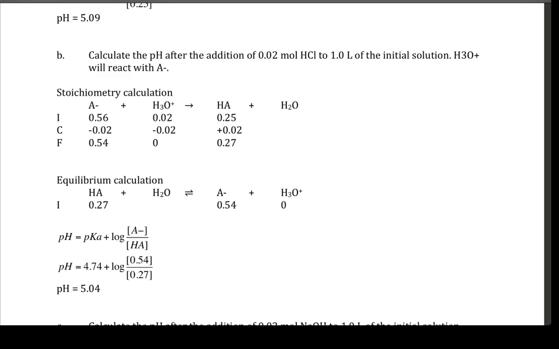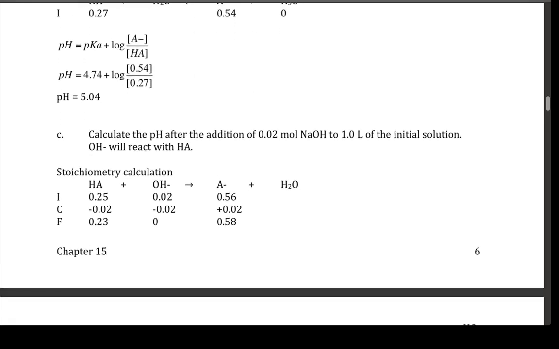So we write HA plus H2O in equilibrium with A minus plus H3O+. We put those values, 0.27 and 0.54. Write out the Henderson-Hasselbalch equation. We put the pKa in of 4.74, A minus is 0.54, HA 0.27, and we get the pH is 5.04. It has gone down a little. We expect that because we have added acid.